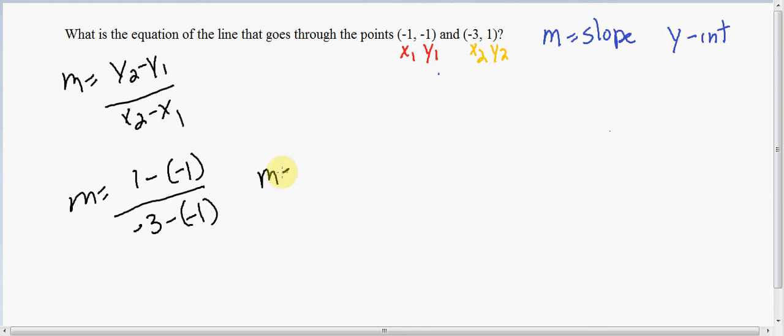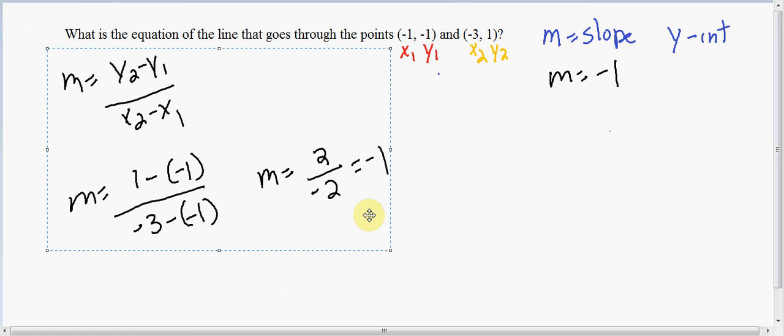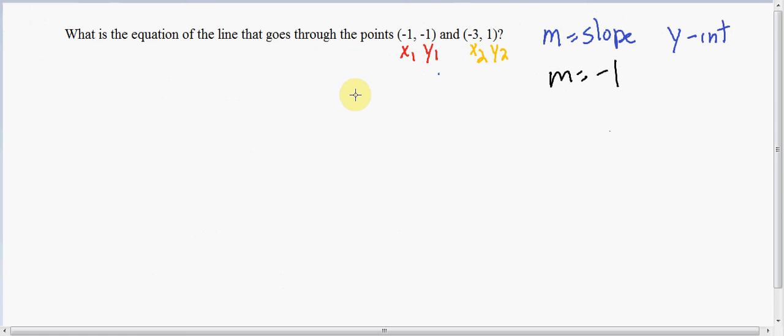And when we do this work here, we're going to see that we get 2 over, what would that be? Negative 3 plus 1 would be negative 2. That gives us a slope of negative 1. So I'm going to write that up here, that our slope is negative 1. And then I'm going to get rid of some of this work so that we have some more room to work. Alright, so now we have the slope is negative 1.